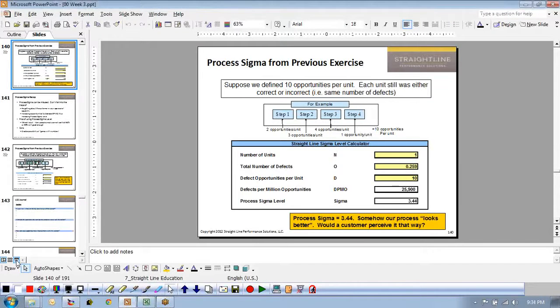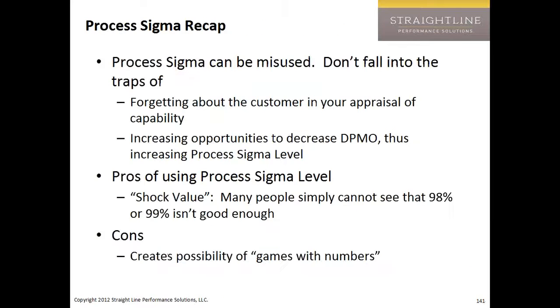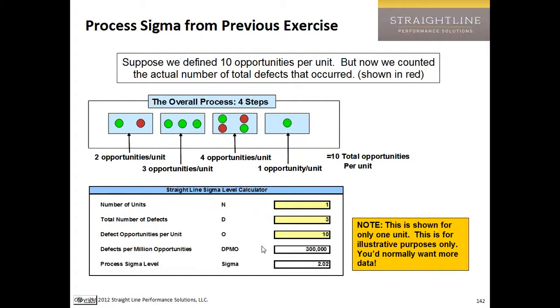Okay. Let's look at our final example. On slide 141, we're really talking about that. The real pro is that there's a lot of shock value with this. We've said that enough. And the con is it can create a possibility for playing games with numbers. So let me just say it to you, don't you play games with numbers. I don't play games with numbers. Most people play games with numbers unknowingly, if at all.